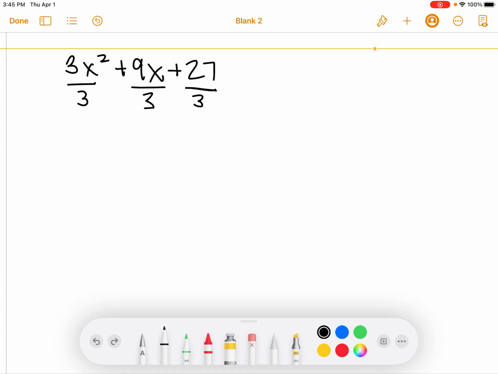What you do, since we divide by 3, is put the 3 off to the side, and then something goes in the parentheses. 3 divided by 3 is just 1, so that cancels out. And then x squared stays the same. 9 divided by 3 is 3. X stays the same. And then 27 divided by 3 is 9. So this is the factored form. Now, I told you in the last video that you sometimes have to use more than one of those options to factor.